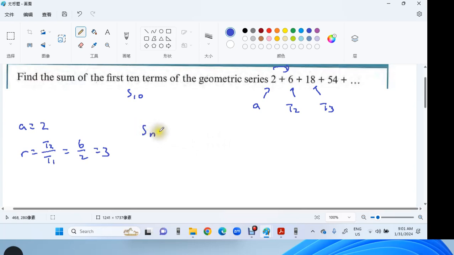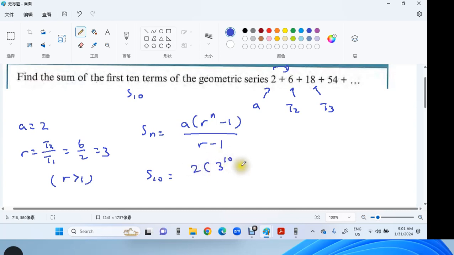We know that for this, R is greater than 1, so the formula that we use will be Sn equals A(R^n minus 1) over R minus 1. So S10 equals 2 times (3^10 minus 1) over 3 minus 1. This one, we cannot do it without a calculator. Then we have (3^10 minus 1) divided by 2.